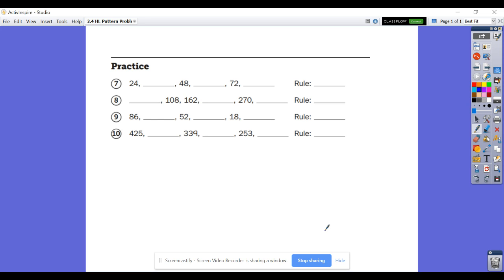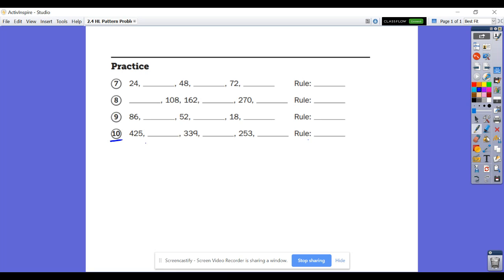Hello. If you are watching this video, you were probably a little bit stumped by problem number 10 on your 2.4 home link. And that is okay. It was a very challenging problem with some 3-digit numbers. So we're going to work through it together so that by the end you can walk away with a confident understanding. This practice was asking us to spot patterns and look for a rule.